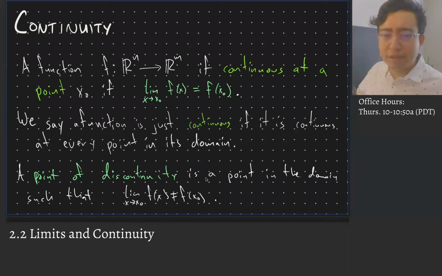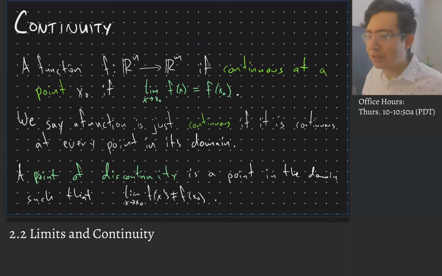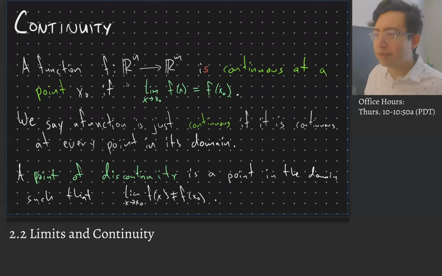Oh, sorry. Good grammar question. This if here, we're talking about this if and this if. This if should be an is: continuous at a point. Thank you.